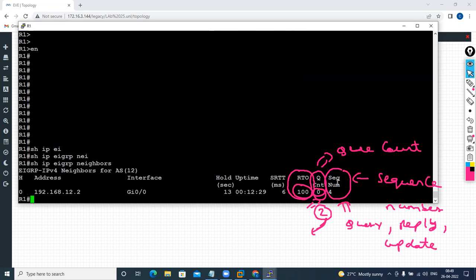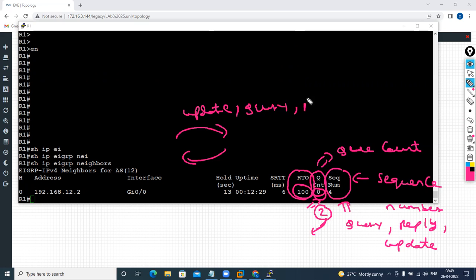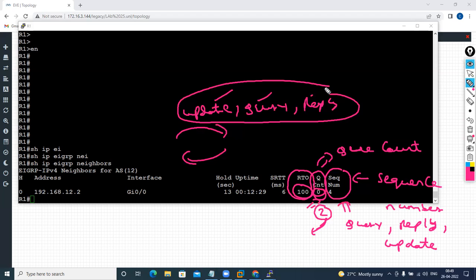Does the number 4 designate something? No, nothing it requires. It is just notifying that 4 times it has exchanged, an update, or it may be a query, or it may be a reply as well. This is just a number to notify these 3 packet types. Clear? Now, so this is your neighbor table. Any doubts in neighbor table? Yes online guys, clear?